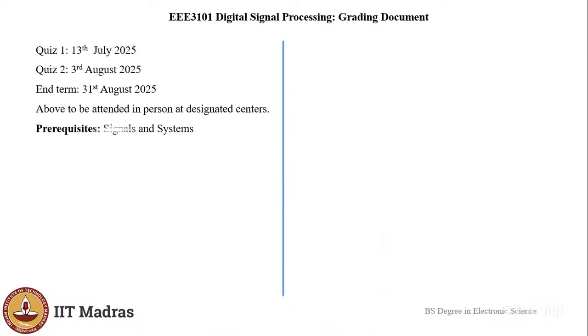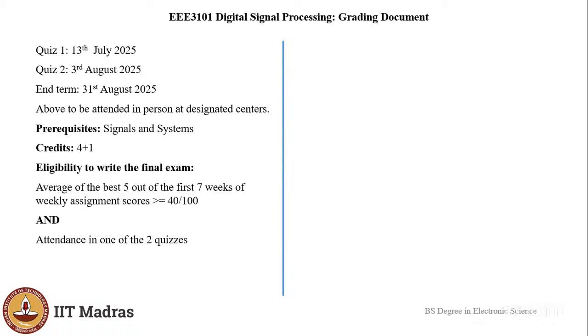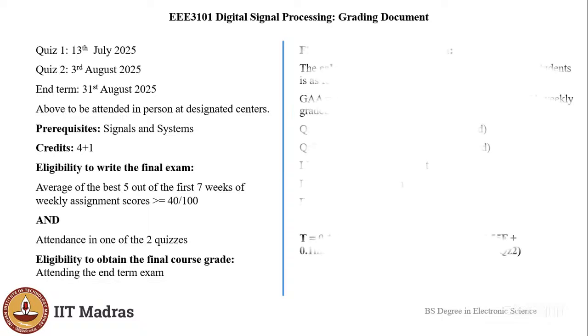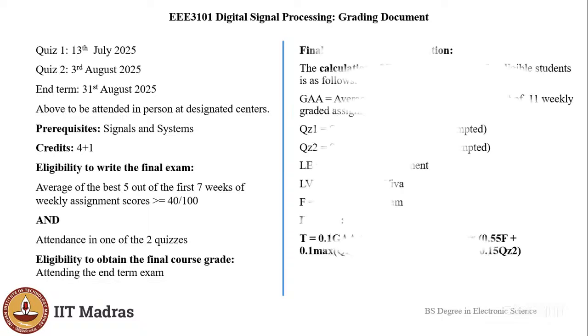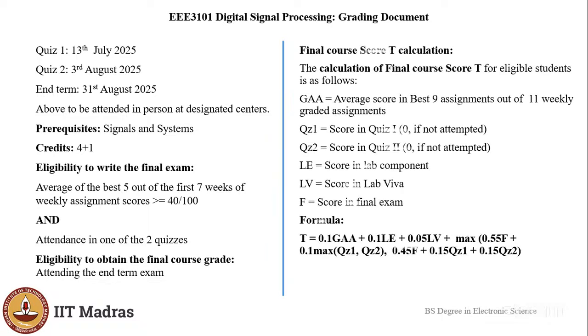Then, as you know, there will be 2 quizzes and 1 end term. And about the eligibility, everything is already explained, but here the final score has a lab part also. So lab will have 15 marks. 10 marks for the experiments and 5 marks for the viva. The remaining 85 marks is for the graded assignment, quiz 1, quiz 2, and the end term examination.